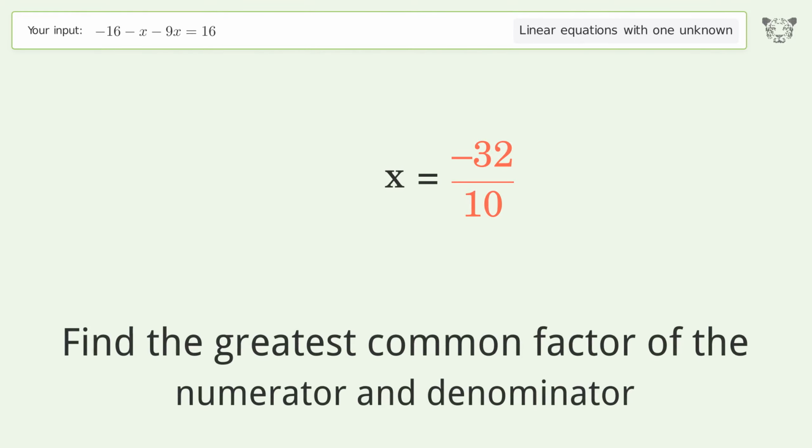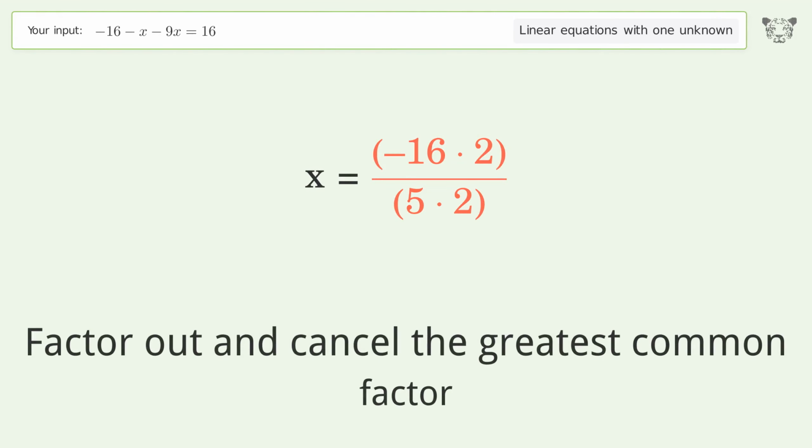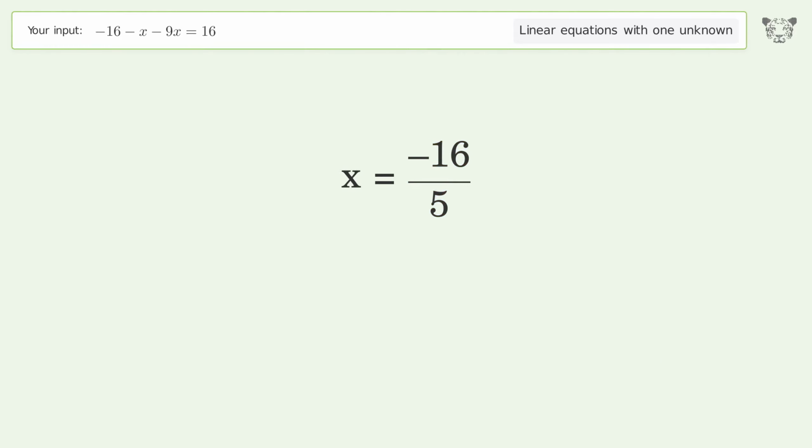Find the greatest common factor of the numerator and denominator. Factor out and cancel the greatest common factor. And so the final result is x equals -16/5.